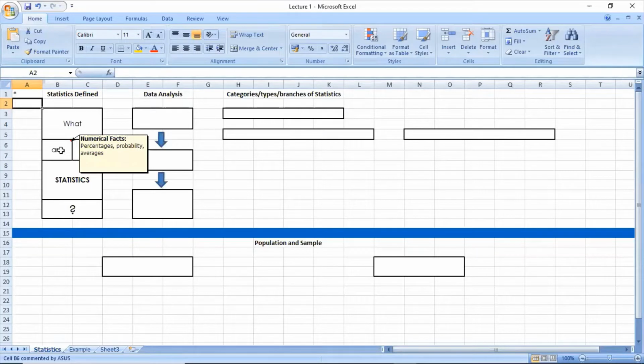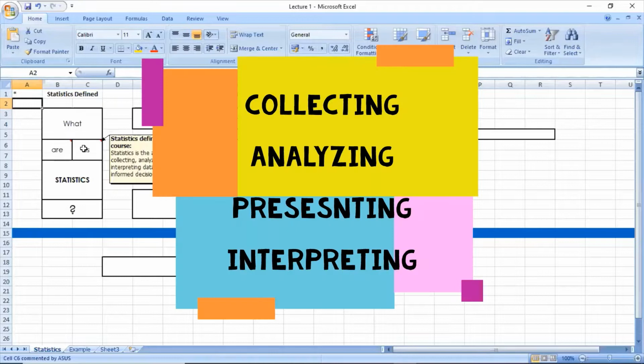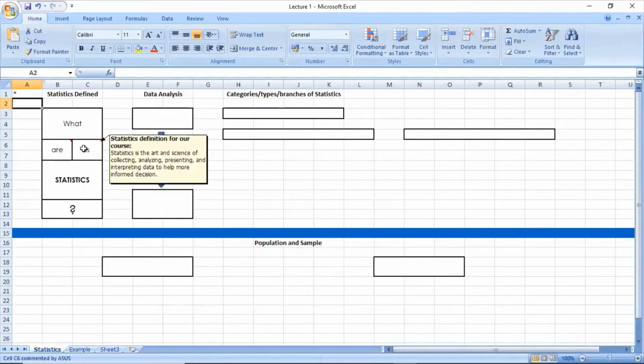Well, statistics are numerical facts like percentages, probability, averages, covariance, regression, and all other statistics that you may have been seeing around you. Now, what is statistics? This definition will be our working definition for this course. Statistics is the art and science of collecting, analyzing, presenting, and interpreting data to help make more informed decisions. But let me first go to that last part, where it says interpreting data to help make more informed decisions.